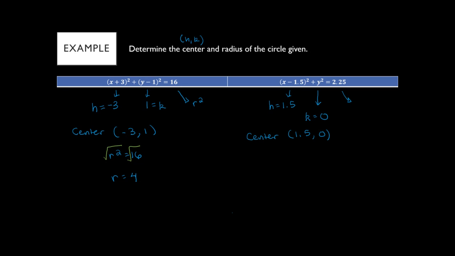And then we get r squared equals 2.25. So that's the only spot where you need to use your calculator, is by taking the square root of 2.25. I think it's 1.5, but I'm going to double check. Make sure I actually hit the correct button on my calculator. Yes, 1.5. So our radius is 1.5 units.